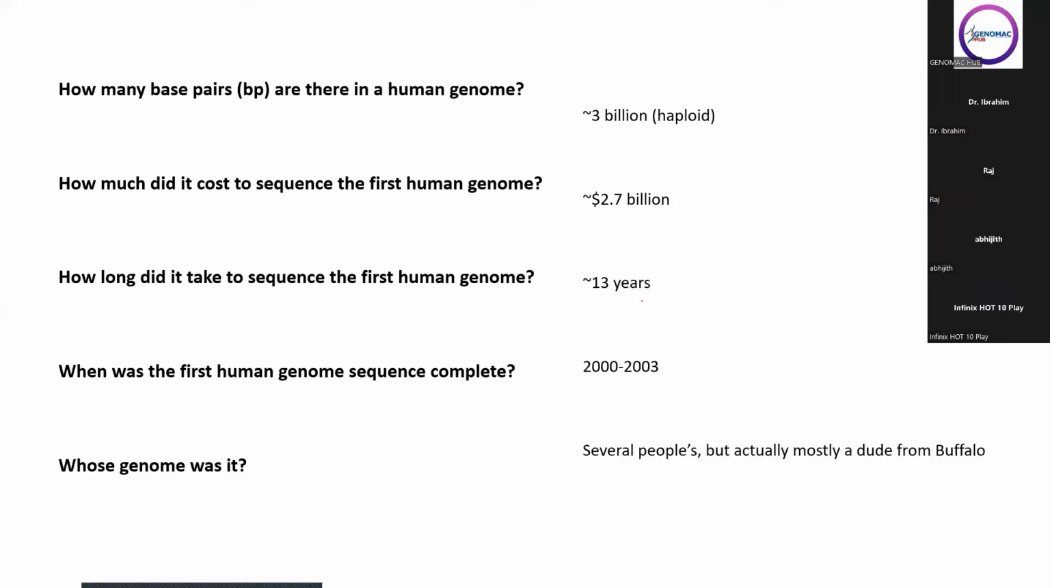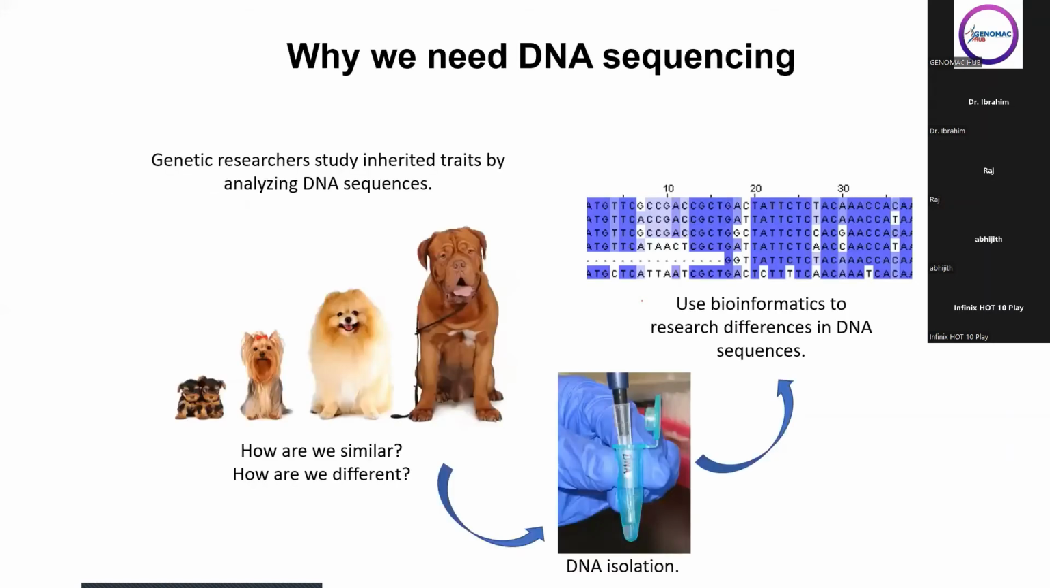Whose genome was it? Several papers, but actually mostly due from the buffalo. So as we know, sequencing is an integral part of the research, and we need this sequencing to understand the genetic traits, how similar we are, how different we are.